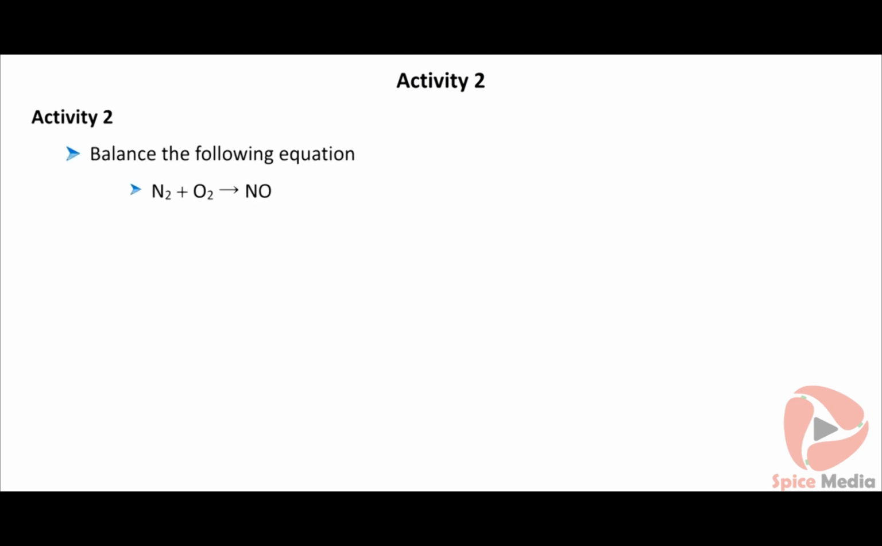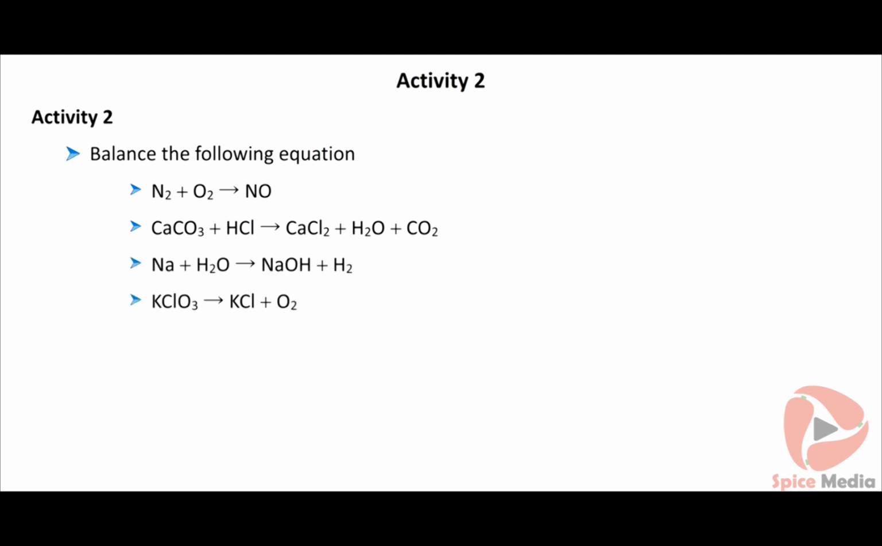Activity 2. Balance the following equations. N2 plus O2 gives NO. CaCO3 plus HCl gives CaCl2 plus H2O plus CO2. Na plus H2O gives NaOH plus H2. KClO3 gives KCl plus O2. N2 plus H2 gives NH3. NH3 plus O2 gives N2 plus H2O.